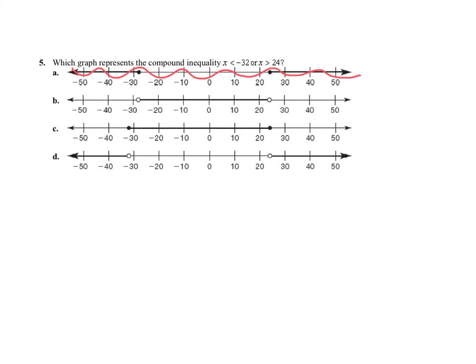And then looking further down, we've got an open circle here, but it's shading right in between. This would be an example of an and. And what do we have? We have an or. So I know that that's not going to be an answer either. So going on further down, I am at -32, but it's closed, so it's not that one as well. So it needs to be the last one.